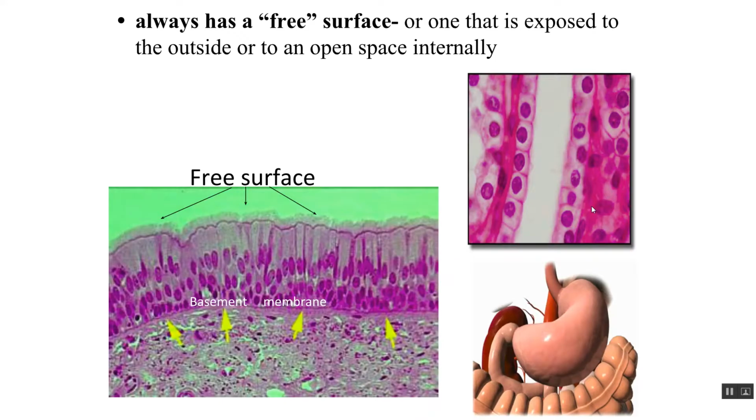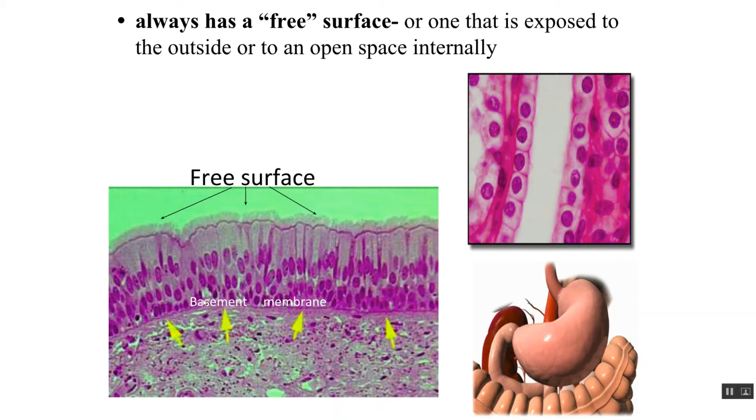The last kind of feature for epithelial tissue is that epithelial tissue always has a free surface, or one that is exposed to the outside or to an open space internally. So epithelial tissue is not in between other tissues. You're always going to have one side that's kind of facing out, either to the outside world or to outside structures or to like a tube. So in this case, this is part of the intestines, I believe.